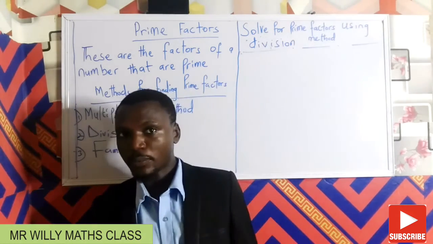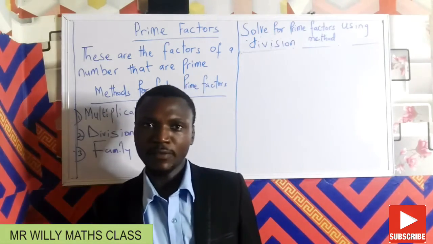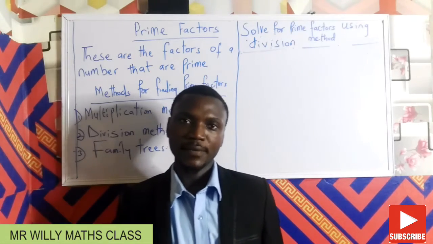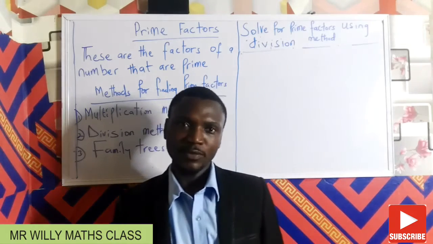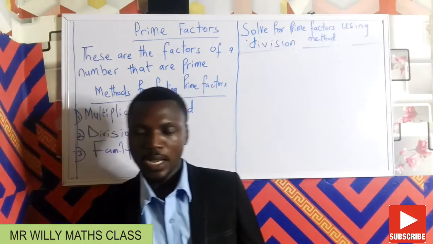And what are prime numbers? Prime numbers are numbers that have two factors, one and itself, or you can say that prime numbers are numbers that can only be divided by one and itself. And as for prime factors, what are prime factors? Prime factors are factors that are prime in nature.